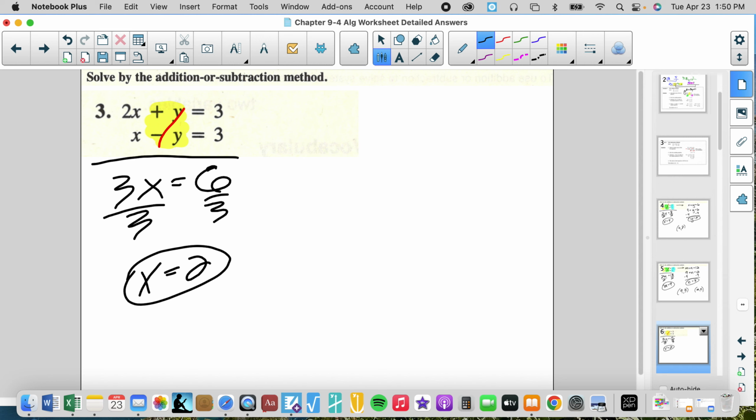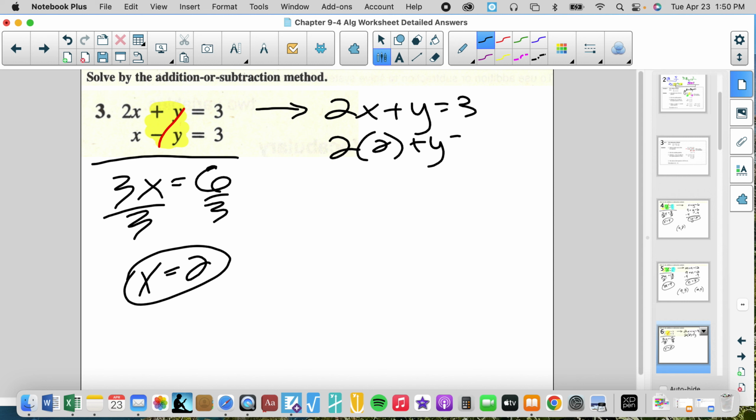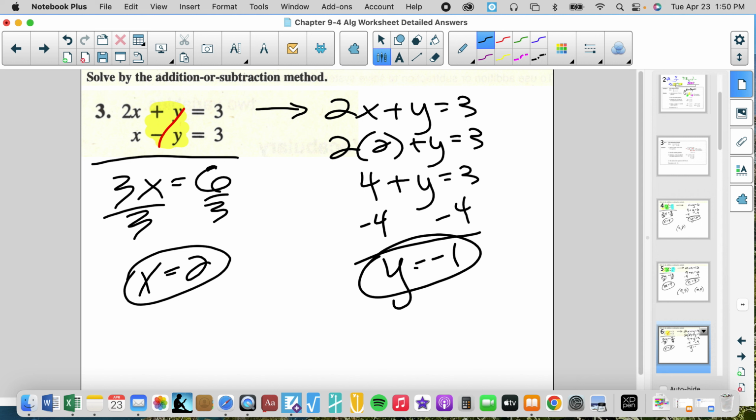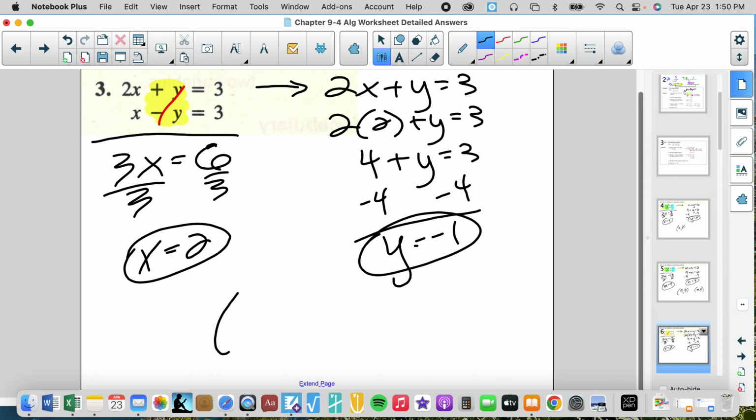And now I'm going to take the bottom. No, I don't want to take the bottom one. Bottom one's not fun. Top one's probably better. So 2x plus y equals 3. I could do either one, you understand. I'm going to plug that in. I like a positive y. So minus 4, y equals negative 1. And we get the coordinate 2, negative 1.